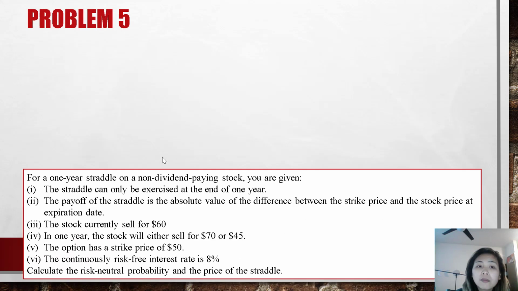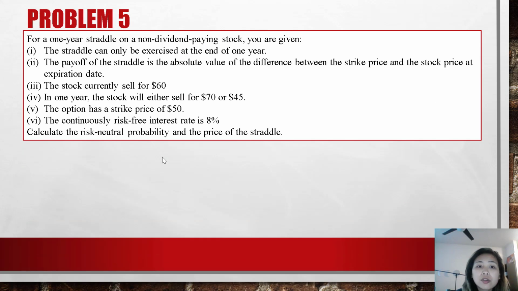Problem 5. For a 1-year straddle on a non-dividend paying stock you are given: the straddle can be exercised at the end of the 1 year. The payoff of the straddle is the absolute value of the difference between the strike price and the stock price at the expiration date. The stock currently sells for 60. In 1 year, the stock will either sell for 70 or 45. The option has a strike price of 50. The continuous risk-free interest rate is 8%. Calculate the risk-neutral probability and the price of the straddle.